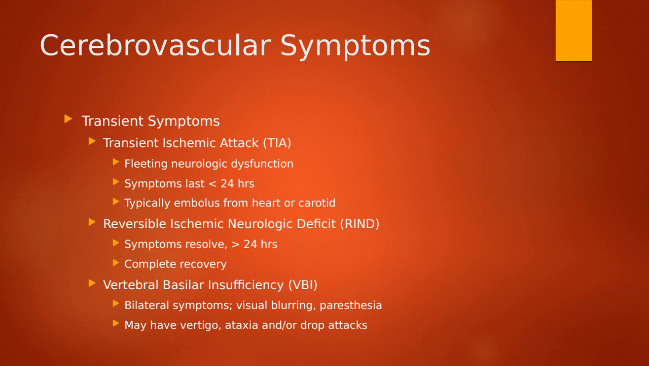Next, we have a RIND, a reversible ischemic neurologic deficit. This is similar to a TIA, and our symptoms resolve, but it's going to last for longer than 24 hours. They typically will make a complete recovery, but sometimes we don't know how long it will take. And then most severe, we have a VBI. This is a vertebral basilar insufficiency. We get really severe symptoms that occur bilaterally. We get really bad blurring, paresthesia. They have pretty much permanent vertigo, speech problems, and drop attacks where they can either just drop to the ground or they just lose control of their hand or their foot.